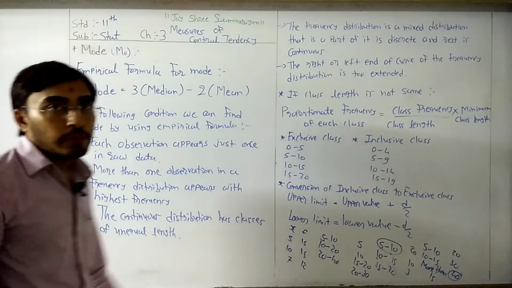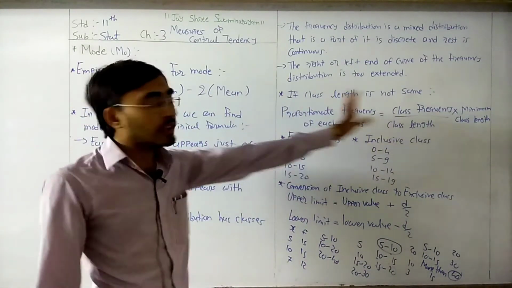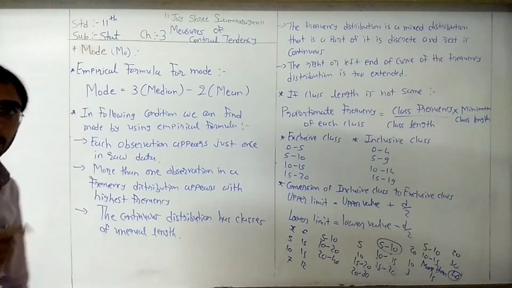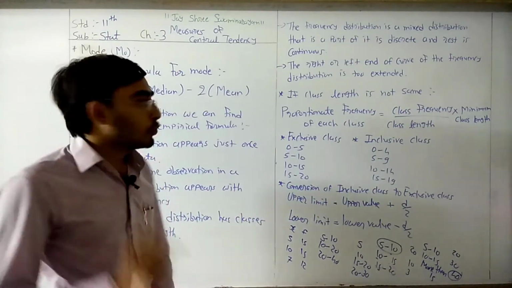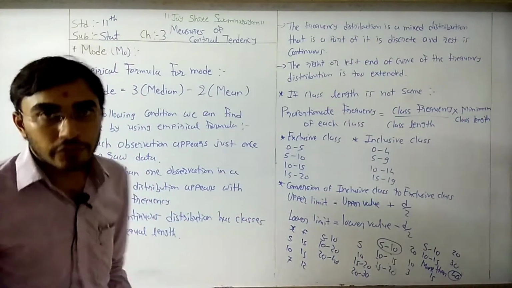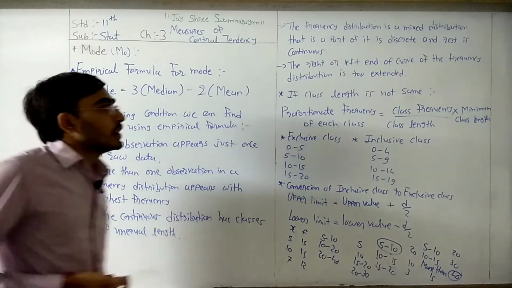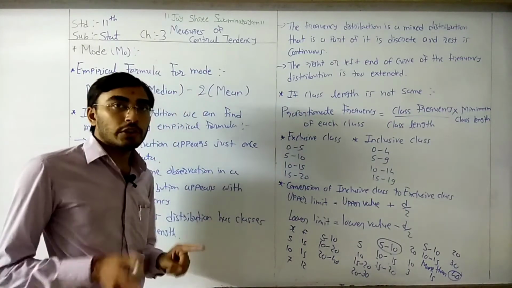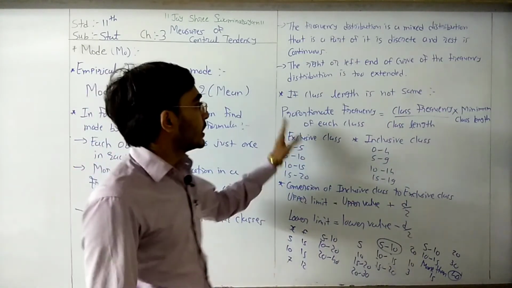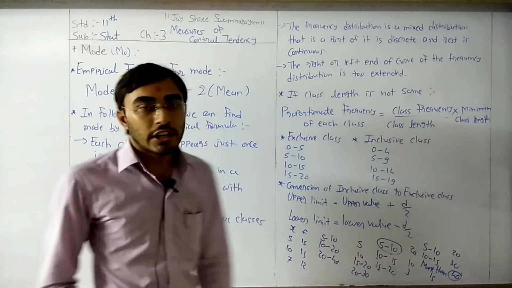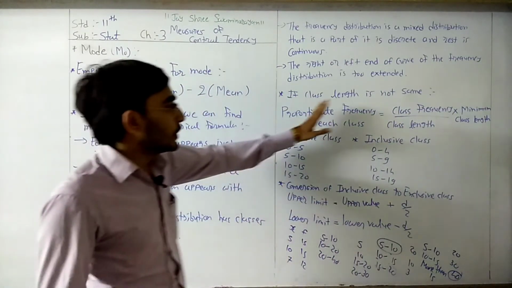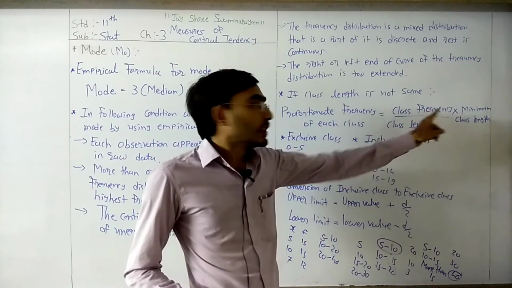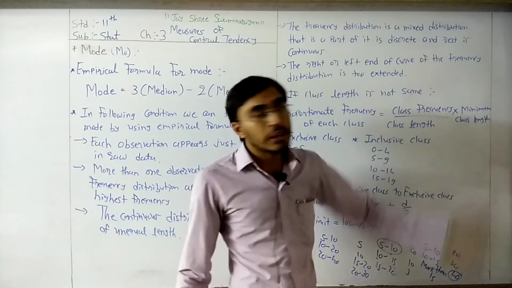Then sometimes what happens in a modal class, if class length is not the same and if you want to draw the graph, we need to change our frequency according to the class. If class length is not the same and you want to use the graphical method for finding out the mode, we need to use this formula, the proponent frequency of each class. That means we need to change the frequency. So the proponent frequency of each class is equal to class frequency divided by class length multiplied by minimum class length.